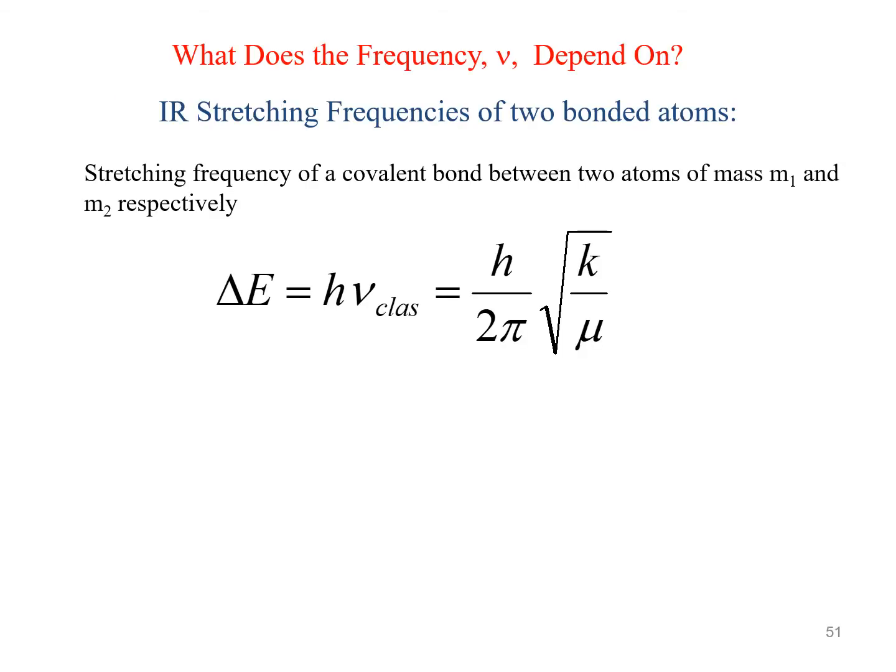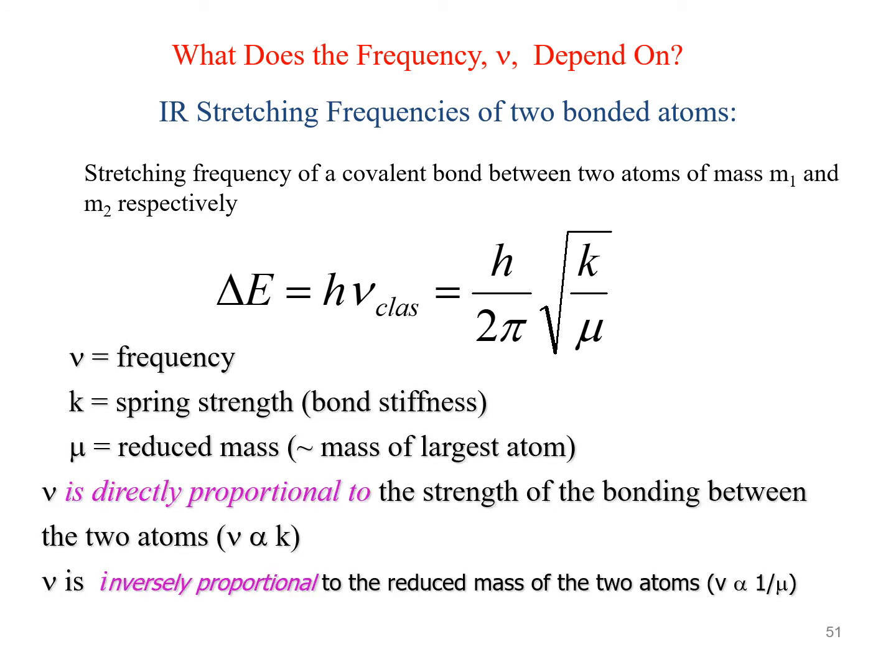So what does the frequency V depend on? There is this model that considers a covalent bond as a spring, and in that model it converts the kinetic energy formula into a subatomic way, that the kinetic energy is now Planck's constant times half pi times radical of the bond strength and the reduced mass.